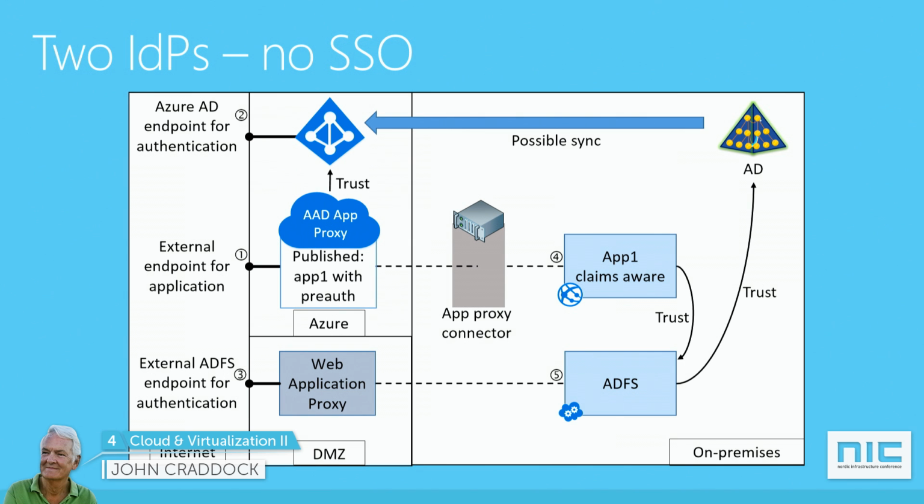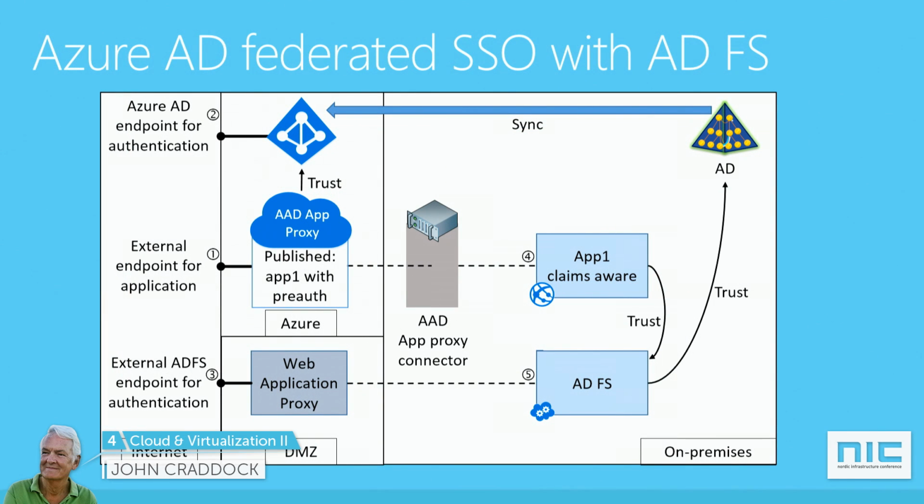Now, how do we get SSO? What we can do is use Azure AD Federated SSO. This is very typically used in the Office 365 space, where rather than authenticating to the AD in Azure, it says, I want you to go and authenticate to your on-premise AD. So we set up a trust relationship. Azure AD trusts your on-premise ADFS server.